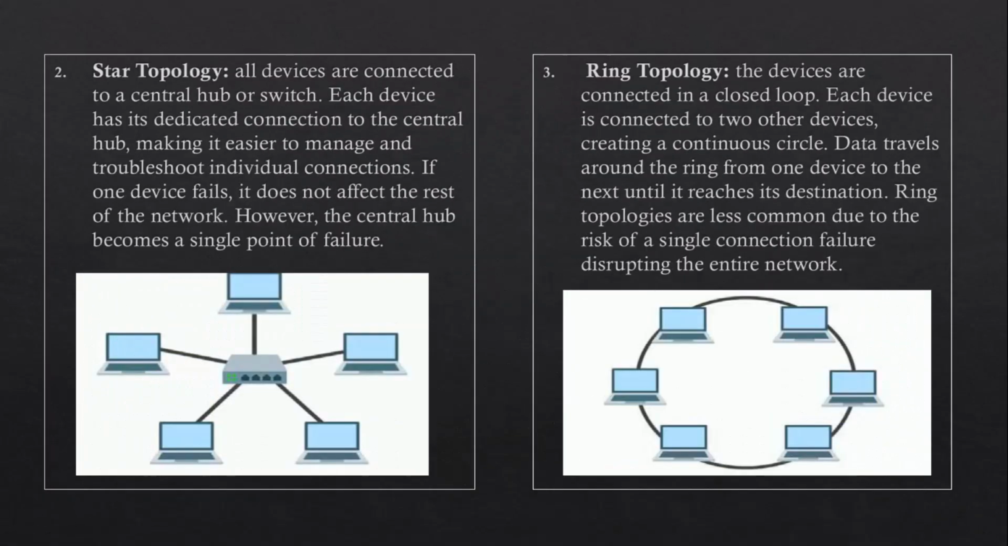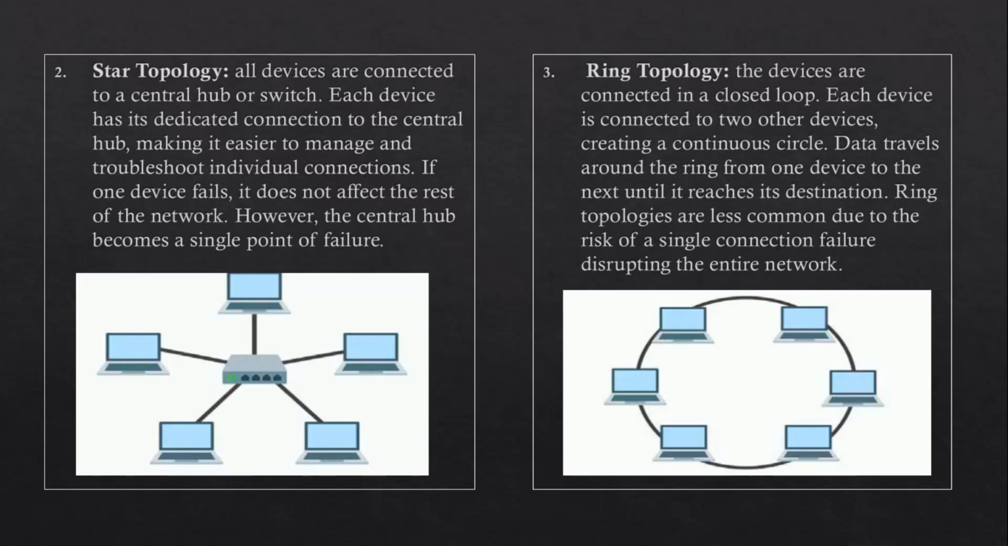Moving forward to the second one, which is star topology. All devices are connected to a central hub or switch, and this switch becomes the central point which distributes data to the various nodes connected to it. So each device has a dedicated connection to the central hub, making it easy to manage and troubleshoot individual connections. If one device fails, it does not affect the rest. However, if the central hub, which becomes the single point, fails, then there's a problem with this topology.